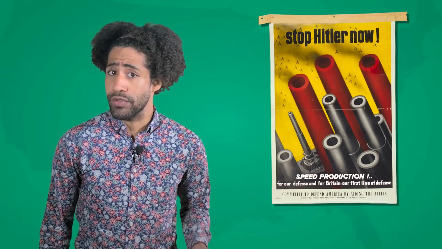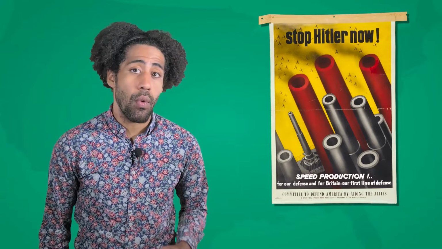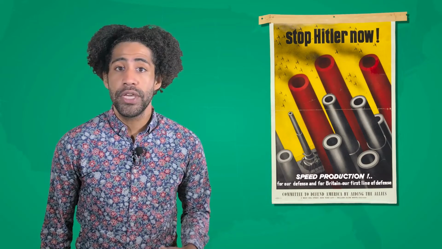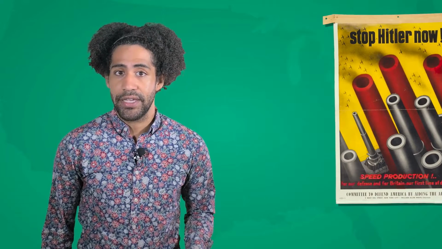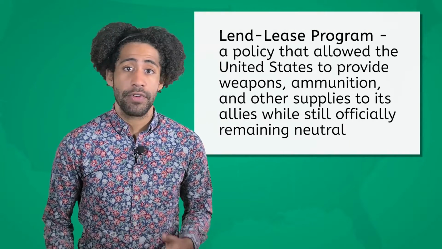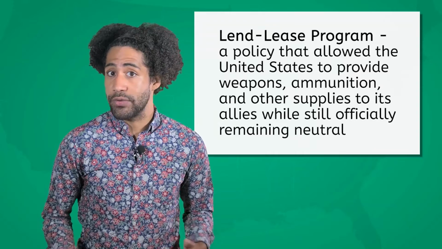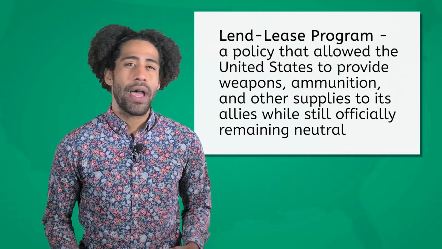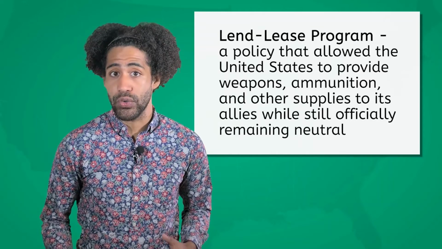What action? Production. Production of what? All of the tools and resources needed for war. Everything from food to bullets to planes. Increased production was a way to support America's allies through the Lend-Lease program, which allowed the United States to provide weapons, ammunition, and other supplies to its allies while still officially remaining neutral.